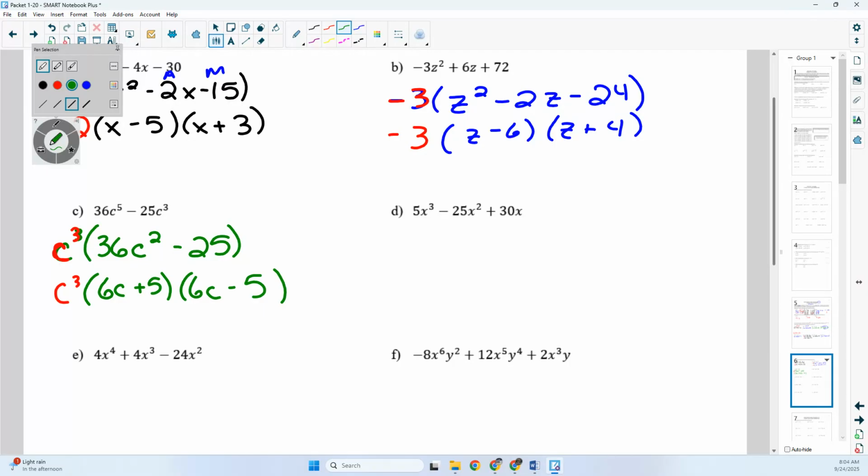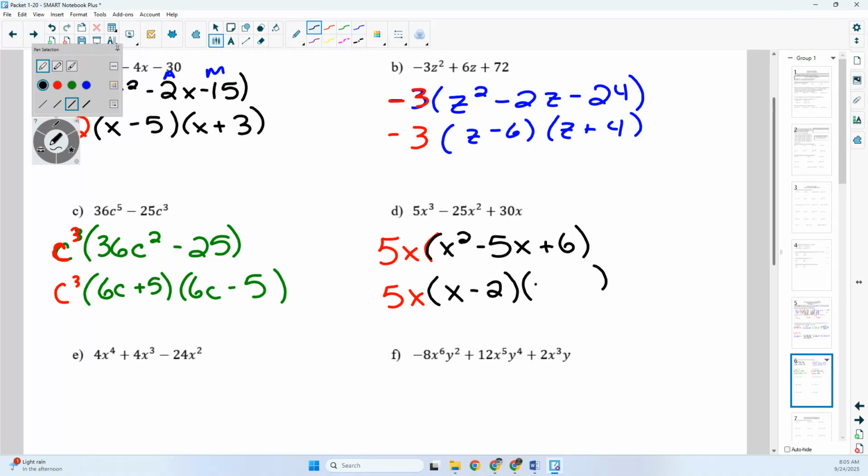Moving on to the next one, we have a GCF. This time I want to make sure I got out the 5 and the x, leaving me with x squared minus 5x plus 6. The 6's can be tricky because 2's and 3's and 6's and 1's can come kind of close to doing the same thing. Like I might initially think that this is a 6 and a 1, but that won't work to add up to negative 5. I do have to use a negative 2 and a negative 3 on this one.